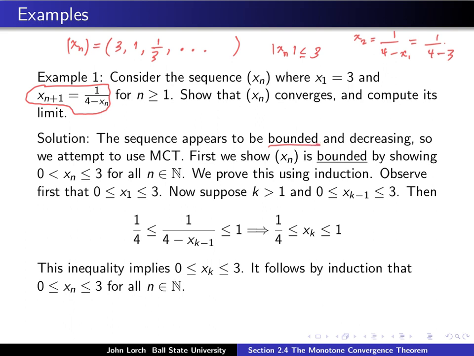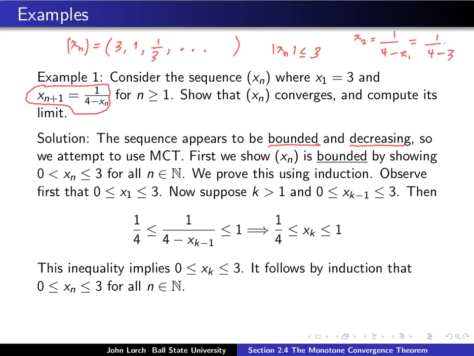The other thing you notice is that the terms are getting smaller, right? You go from 3 to 1 to 1/3 and down from there. And so the sequence is decreasing. That is, the terms are certainly not getting any larger as we move from term to term. So those are our observations or our conjectures about this sequence.